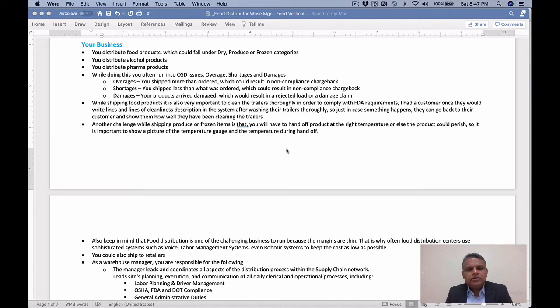And another important thing that I've seen is these food distributors, they clean these trailers so thoroughly because they need to comply with all the FDA requirements. So I had this customer once, we implemented WS for them, and these guys would write lines and lines of description of the cleanliness of the trailer after washing the trailer thoroughly. So just in case something happens, they can go back to their customer and show them how well they've been cleaning the trailers, right? This is for the salmonella outbreak and things like that, right?